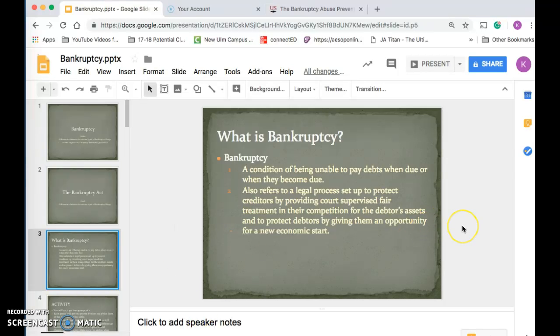So what is bankruptcy? Bankruptcy is a condition of being unable to pay debts when due or when they become due. This also refers to a legal process set up to protect creditors by providing court-supervised fair treatment in their competition for the debtor's assets and to protect debtors by giving them an opportunity for a new economic start.